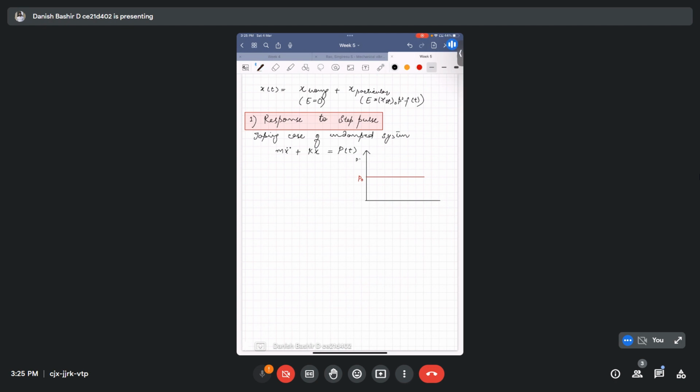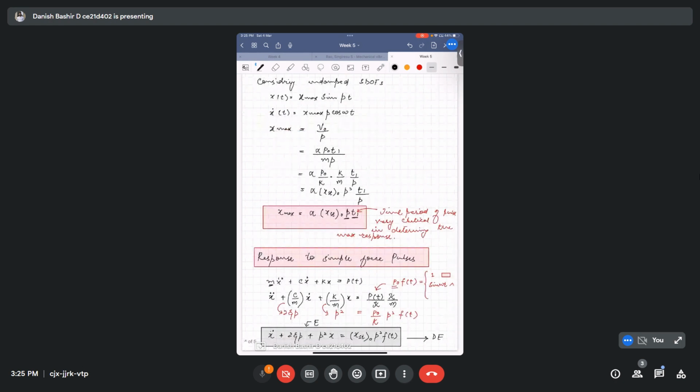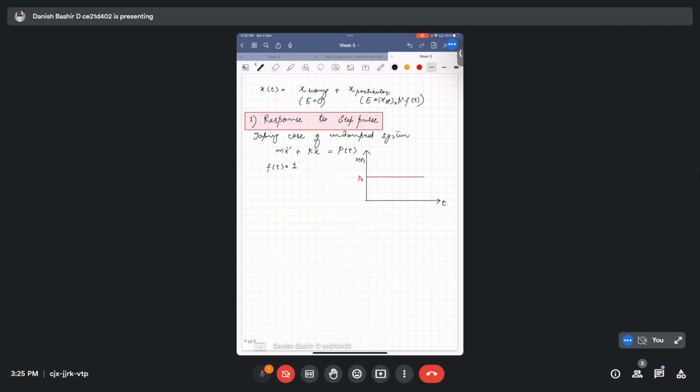It is p of t plotted on the y-axis and it's time t. Okay, so here p is called p naught, so I already told you that f of t for this function will be 1. So it's not rectangular here, f of t for step pulse. Okay, step pulse, so f of t is equal to 1.